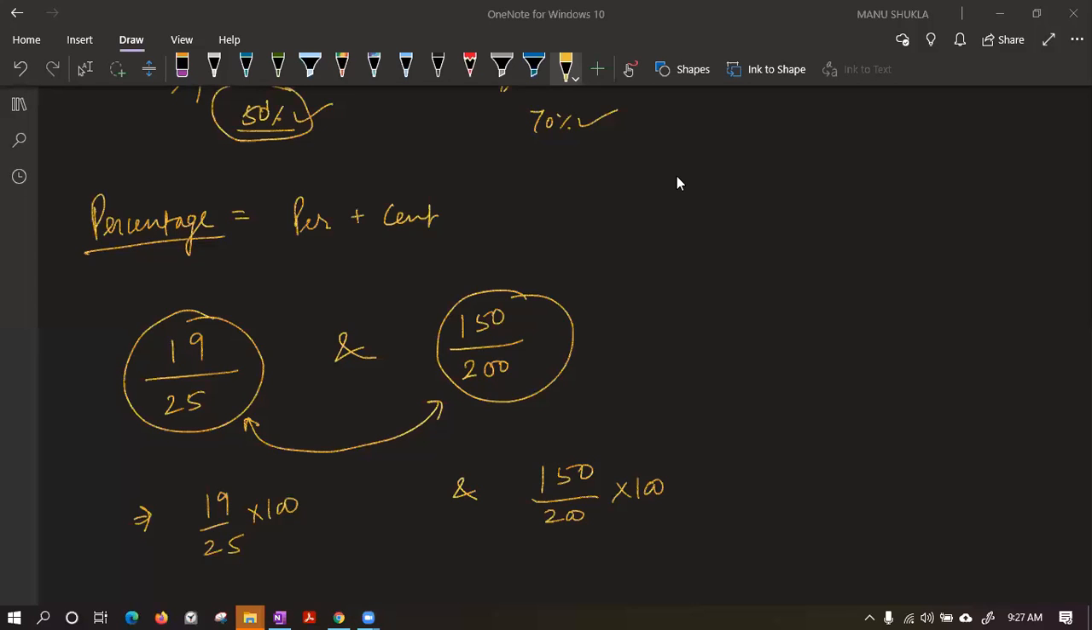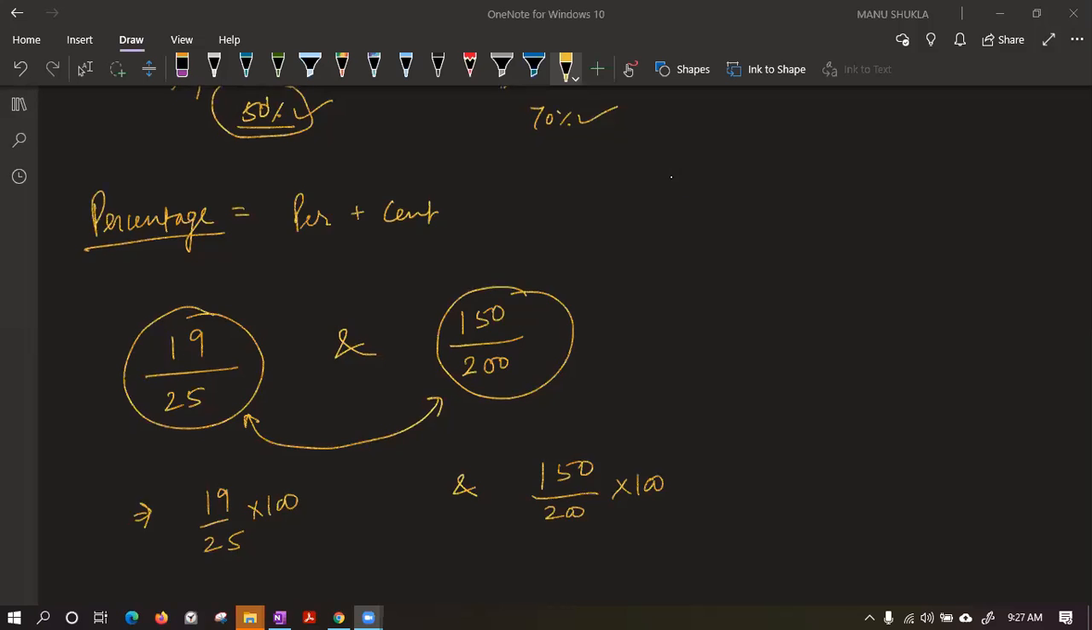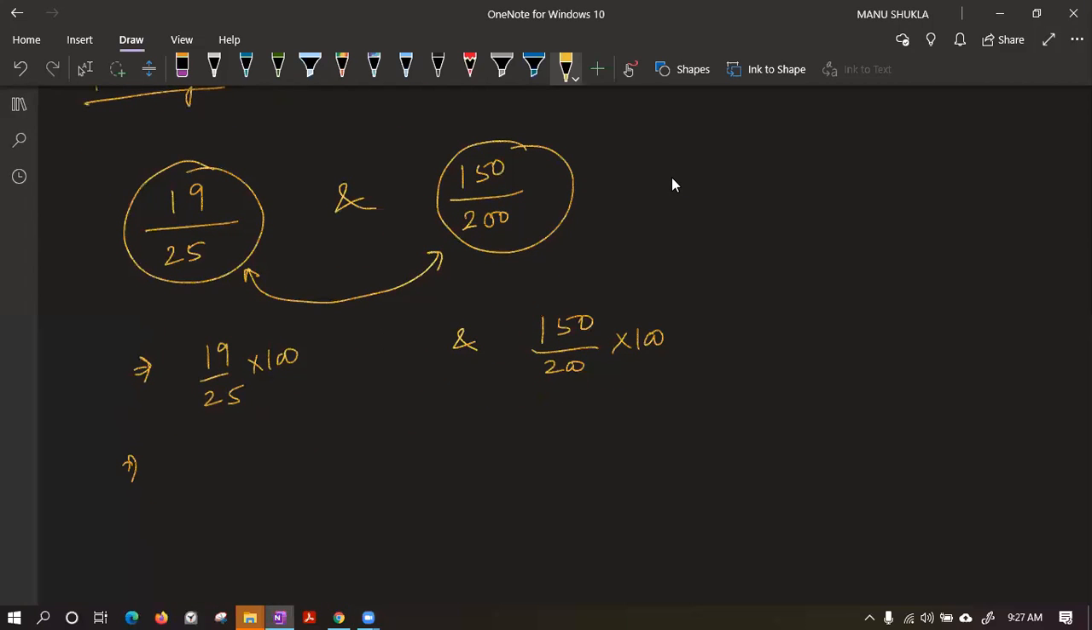Tell me what the percentage is. In the first case, 25 fours are 100, and 4 19s are how much? 76. So it is 76%.